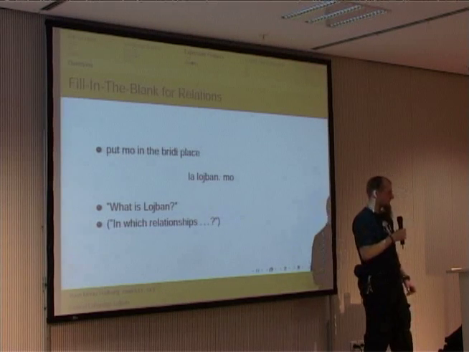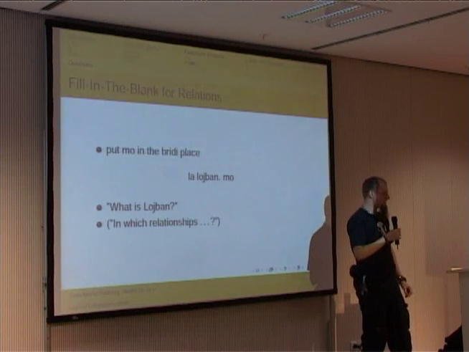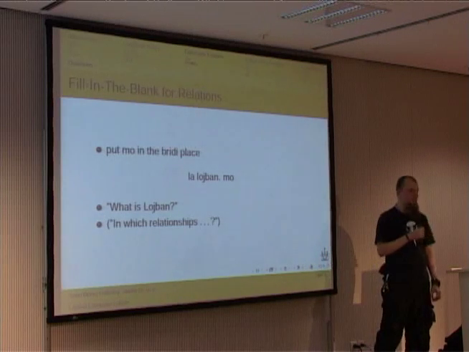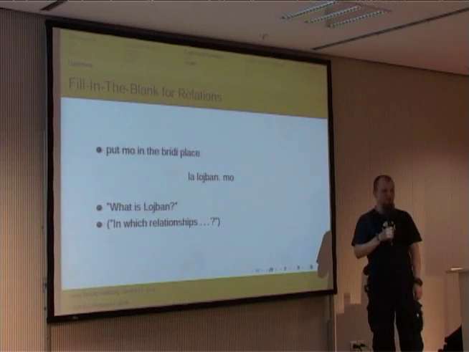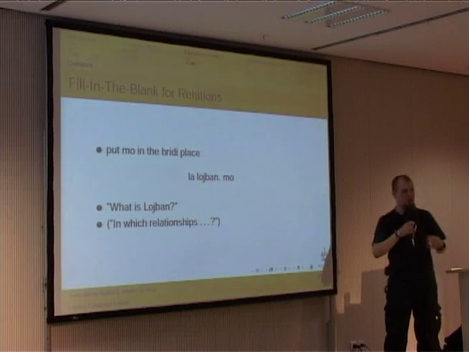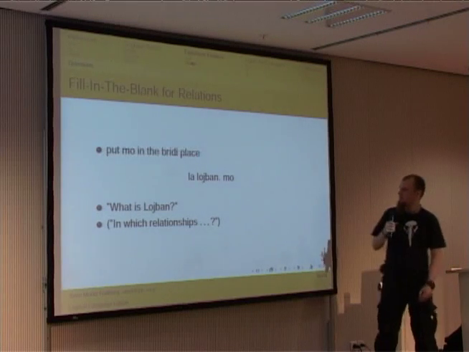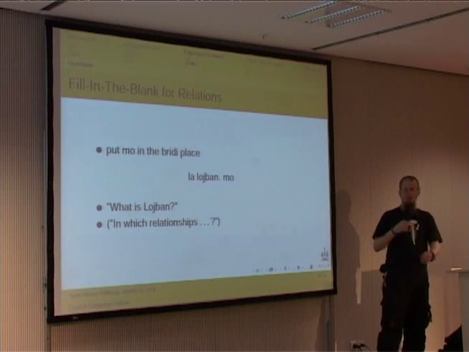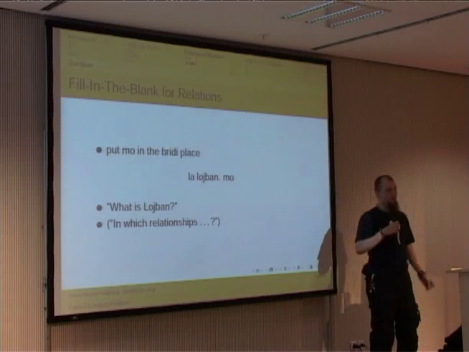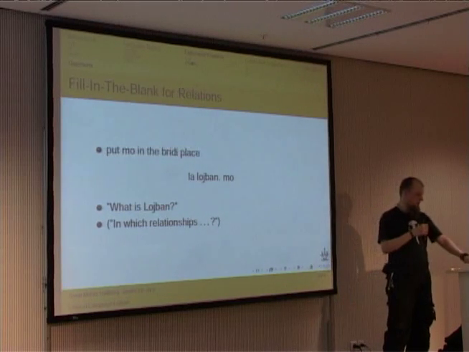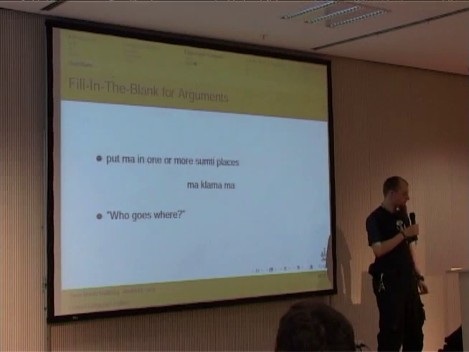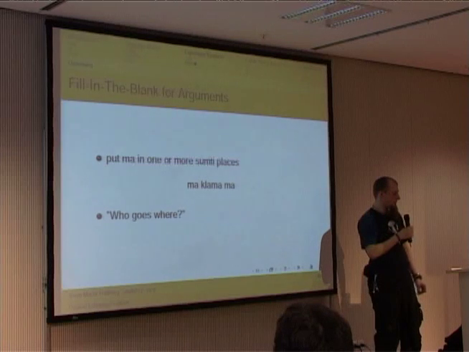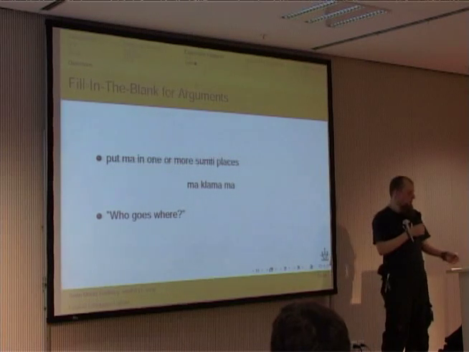Fill in the blank works for both relations and for arguments. For relations, use the word "mo". Just put it in the bridi place. So this is a standard example, "la lojban mo". This means, what is Lojban? Or more specifically, which relationships is Lojban part of? So you would answer this by saying something which has Lojban in the x1 place. And that's all. For arguments, you use another particle. It's called "ma". You can use it multiple times. "Ma klama ma ma" means who goes where, or what goes where.